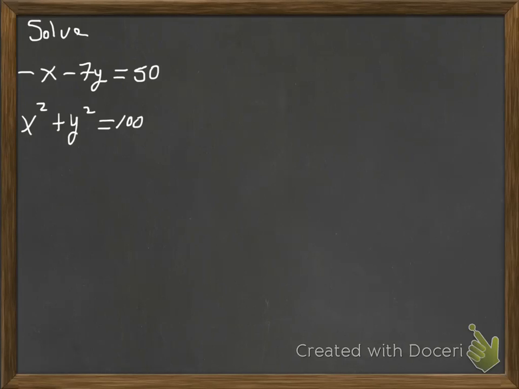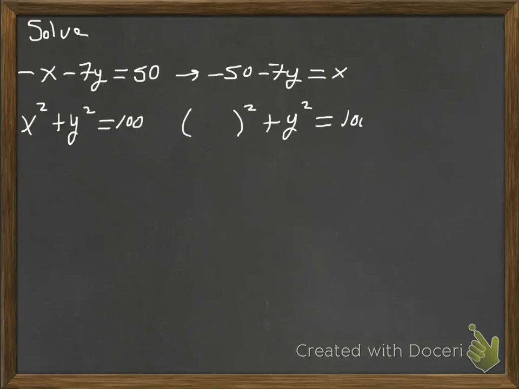And what I want to do is solve for one of the variables. So I think I'm going to solve for x in the top equation. If I do that, I'm going to add x to both sides and then subtract 50. So there's the subtracting 50, and then the minus 7y, and then I added x to both sides. Then we're going to substitute it into the second equation. So we're going to have the negative 50 minus 7y, and that's going to be quantity squared. So then we're going to go ahead and FOIL that.